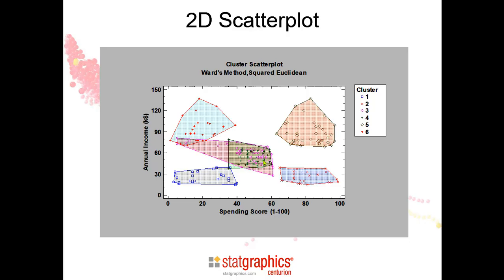There are two clusters, on the other hand, which overlap quite a bit. They are clusters 3 and 4. We'll see the reason for that in a moment. It has to do with the other variable not plotted on this screen, which is the customer's age.